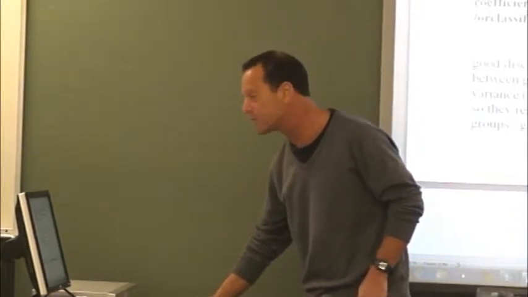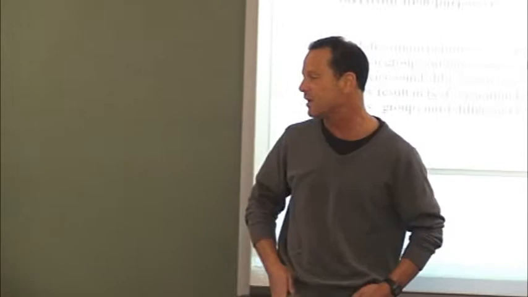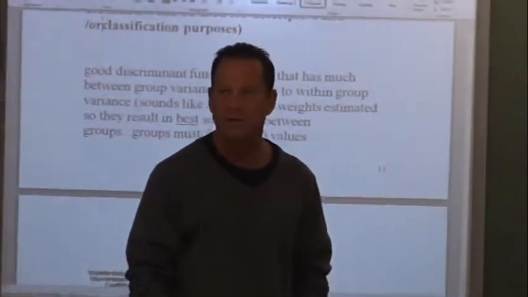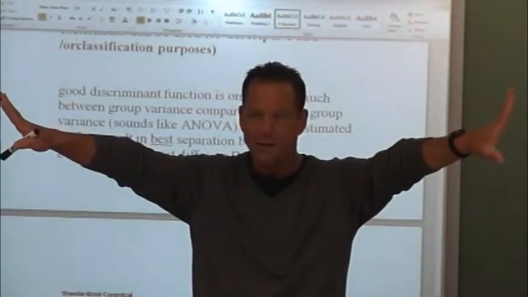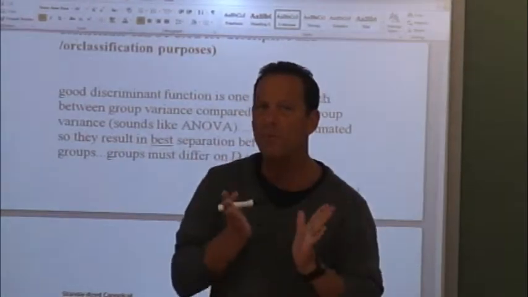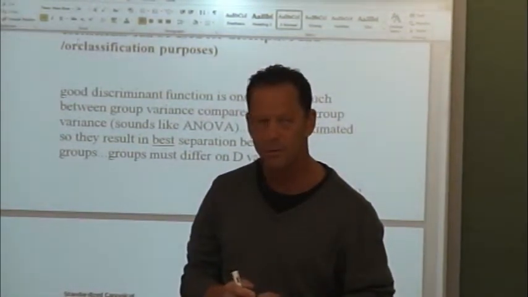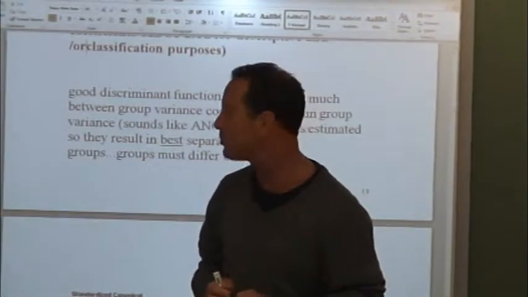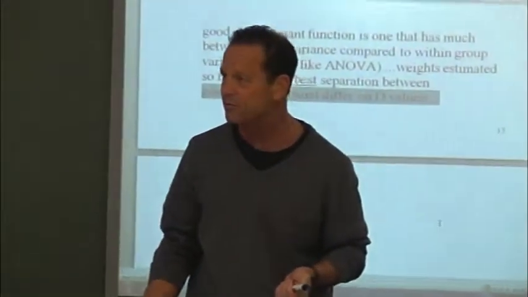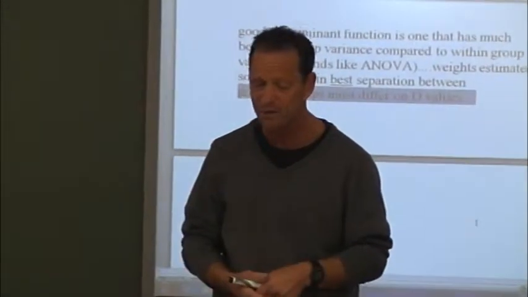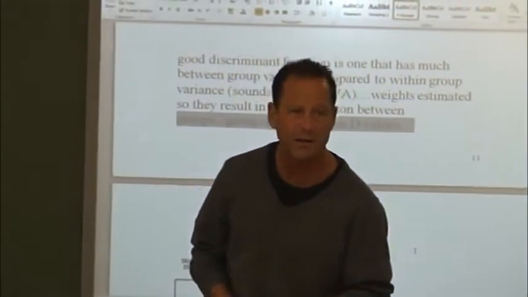A good discriminant function is one that has much between group variance compared to within. Does that kind of sound like ANOVA? You would love a good function to do a best job of separating the groups, right? And have what? Minimal or maximal within group variance? Minimum. That would be ideal. So the weights that are estimated result in the best separation between groups. The groups must differ on the D values. D means discriminating. If there's no difference, once you do the regressions, if they come up real similar, you haven't done any better than just flipping a coin.